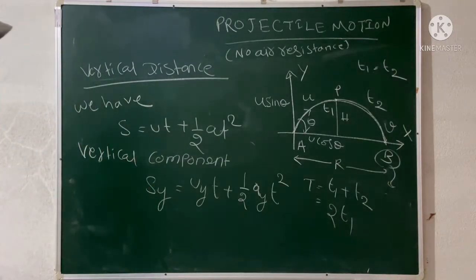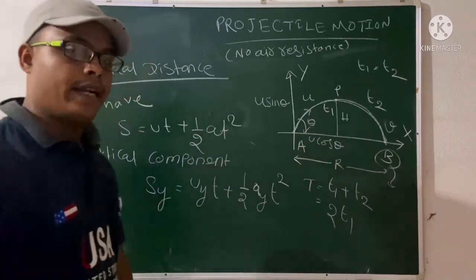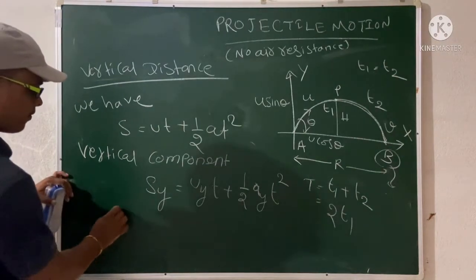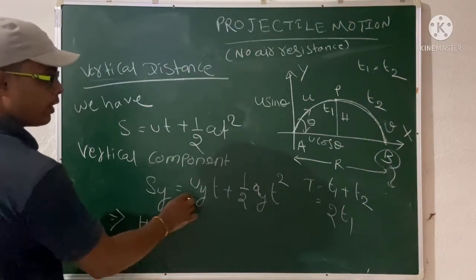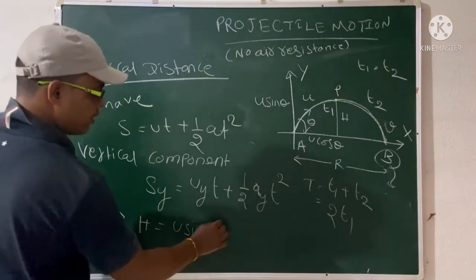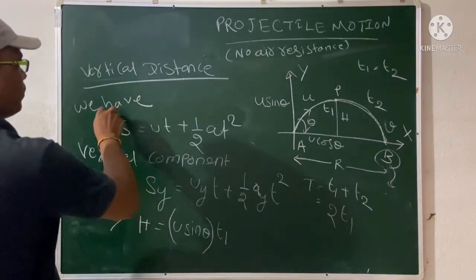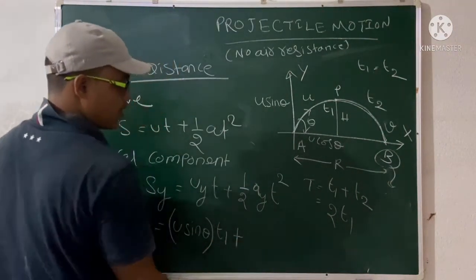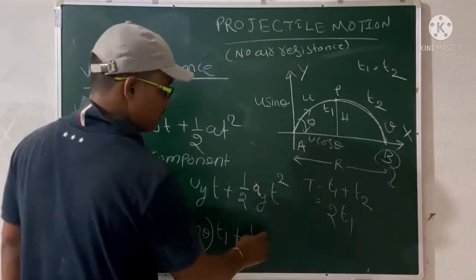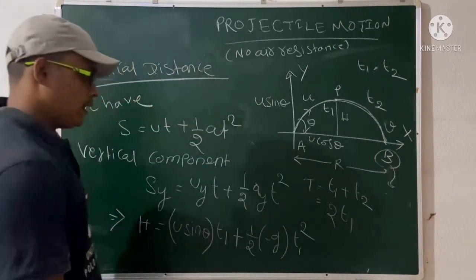Okay, so what is the physics behind it? Remember, what is the time taken to reach maximum height? The time taken to reach maximum height is t1, okay. So what is Sy? Sy is h. What is Uy? Uy is nothing but U sin theta. What is T? T equal to T1. I am writing T equal to T1 here because to reach the maximum height we need the time T1. So the vertical component is U sin theta into T1 plus half. What is Ay? We are moving upward, so this is minus G into T square. Okay, so this is the vertical path.